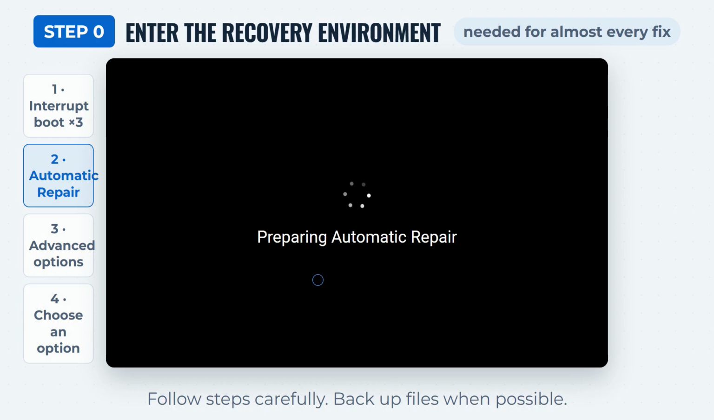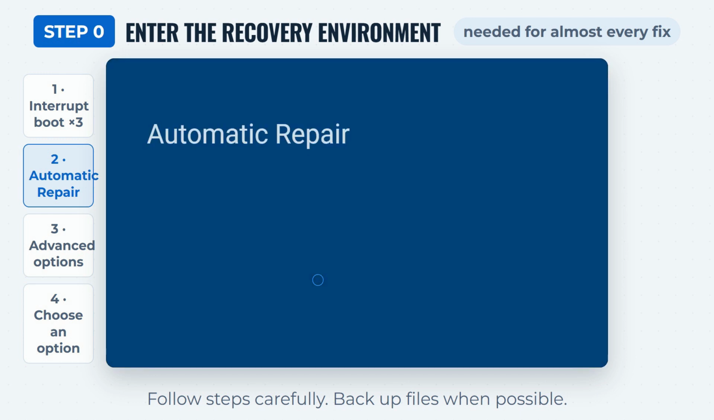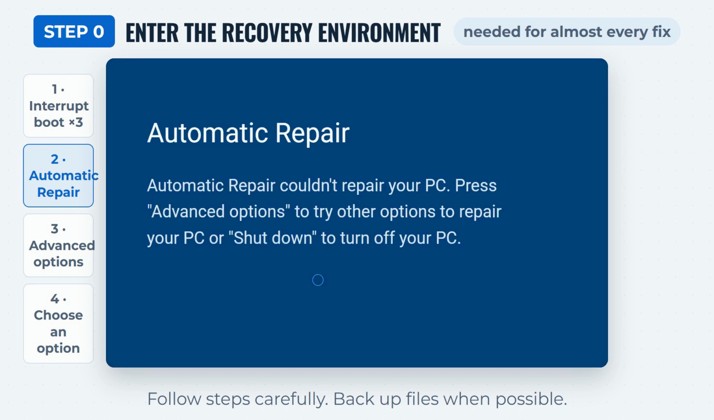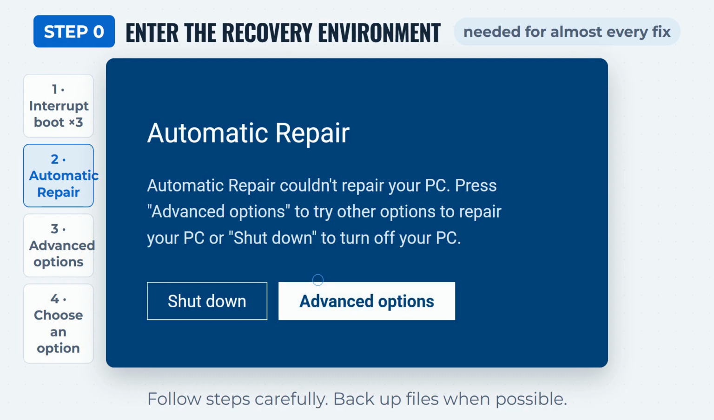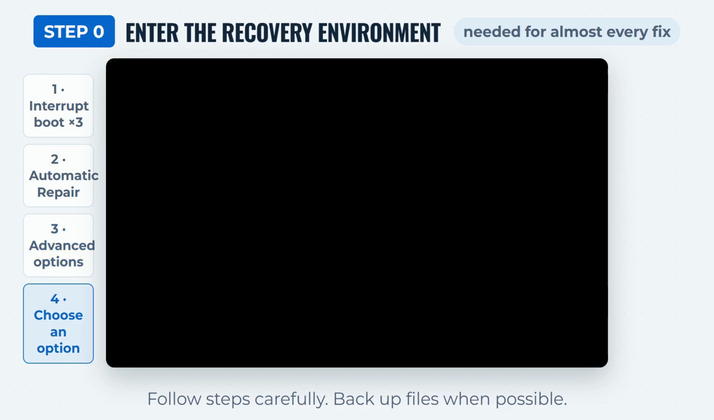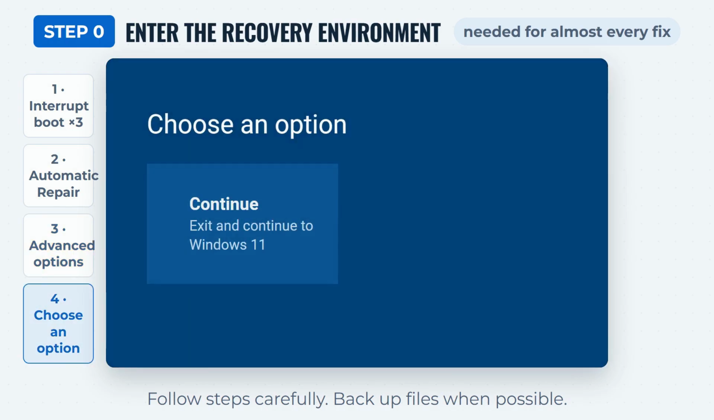On the next start, you will see Preparing Automatic Repair, then Diagnosing your PC. When the Automatic Repair screen appears, click Advanced Options. That takes you to the blue Choose an Option screen. This is your home base. If this trick fails, create a Windows installation USB on another PC, boot from it, and click Repair your computer at the bottom left instead of Install Now.